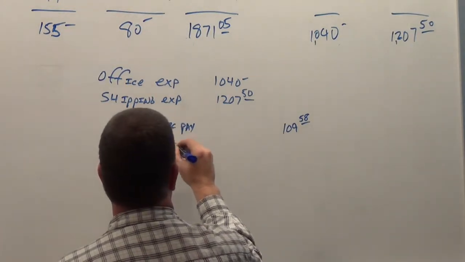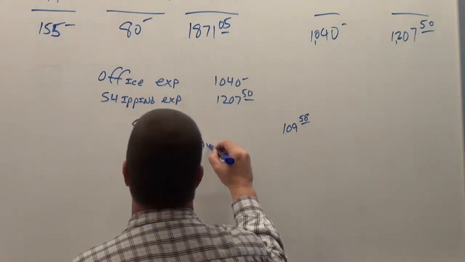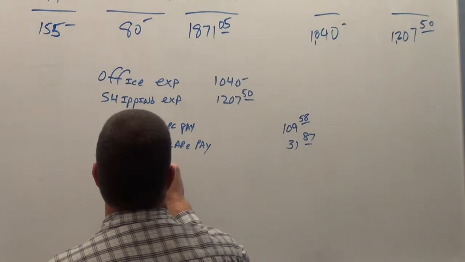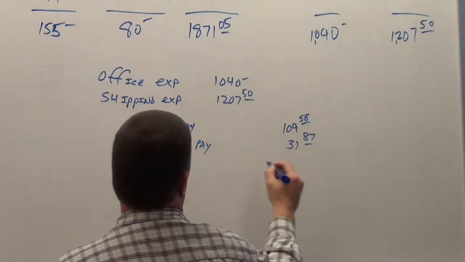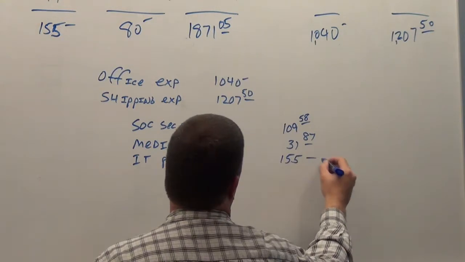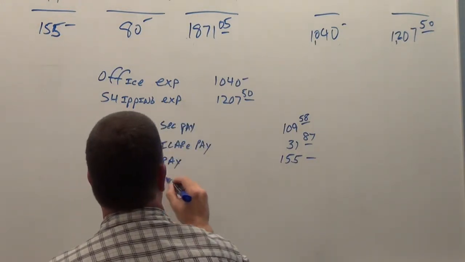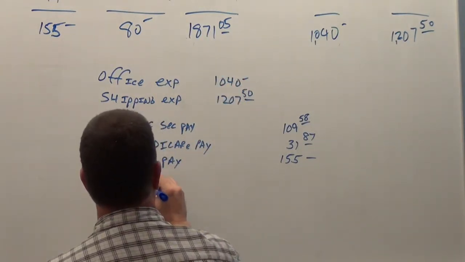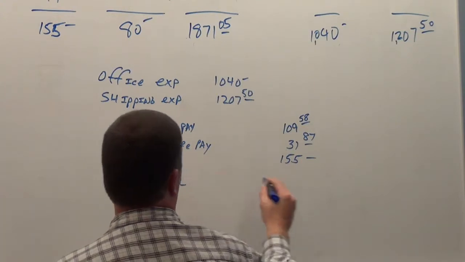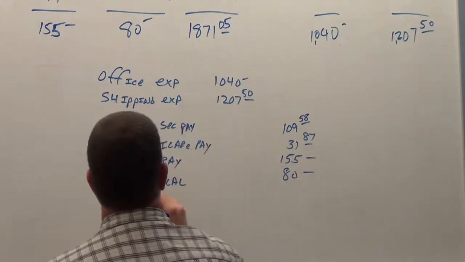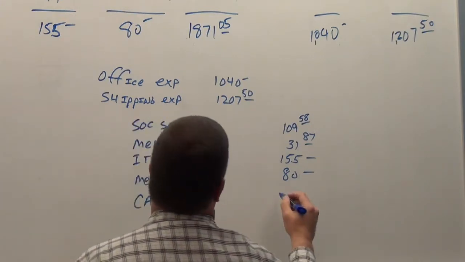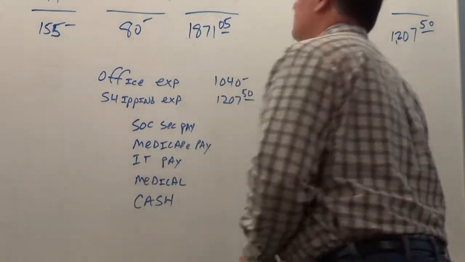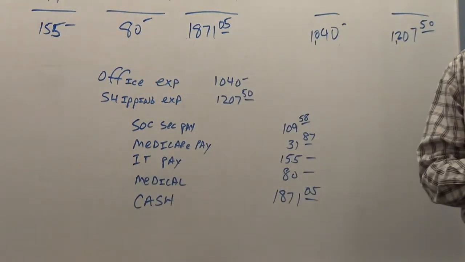Medicare payable is 31.87. Income tax payable is 155. And the last one is, oh, sorry, I'm skipping the medical, for 80. And then it's cash, sorry, for 187,105. Everybody see where my journal entry came from?